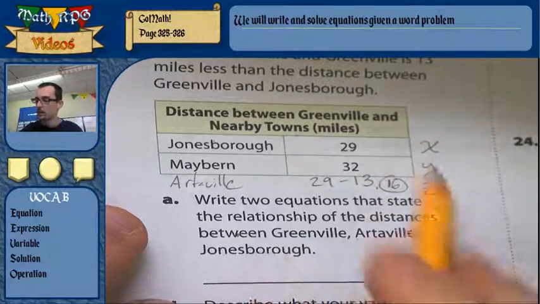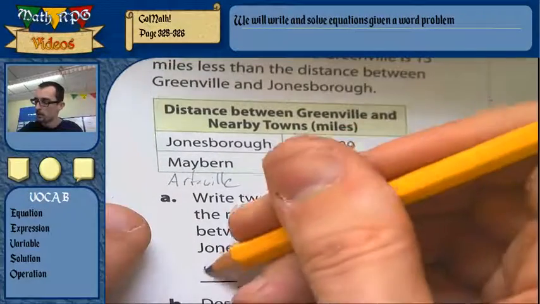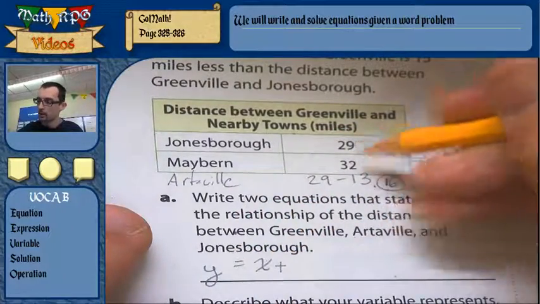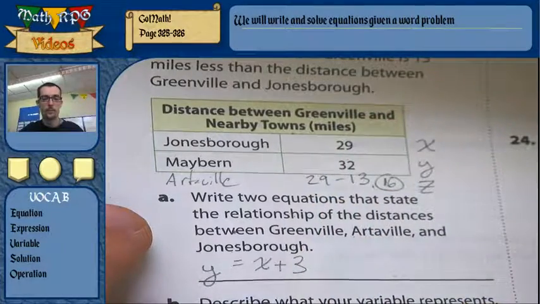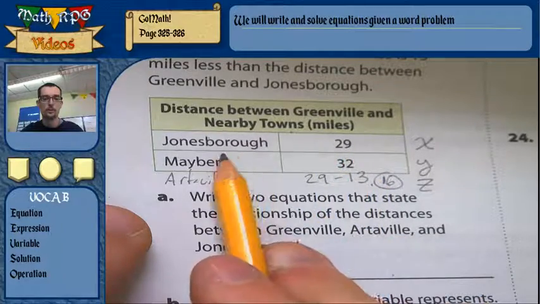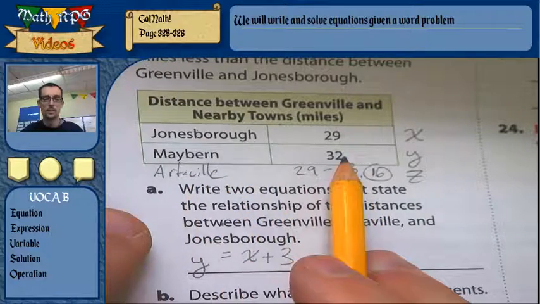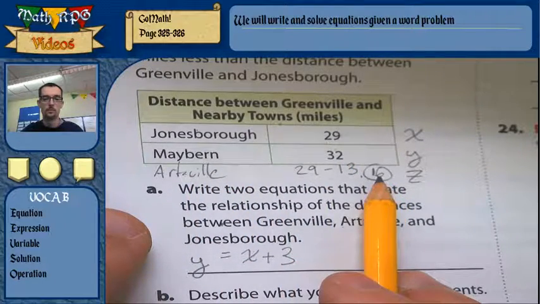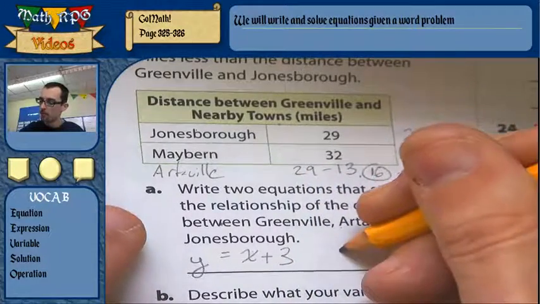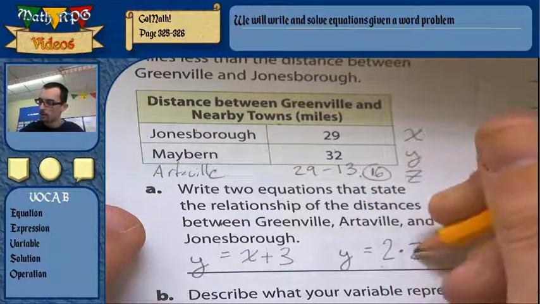Okay, and I can just put a bunch of stuff together. So I could say that y is equal to x plus, well, let's see, this is 3 more than that one, right? So x plus 3. Okay, all right. The distance of Mayburn is 3 more miles than the distance between Greenville and Jonesboro. Or I could say that, what else could I say? Oh, look at this one. Mayburn is twice as far as Ardaville, right? Because 32 is twice as much as 16. So I could write that. I could write Mayburn is twice as much as the distance of Ardaville.